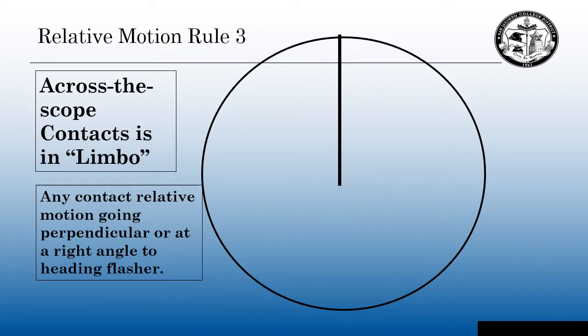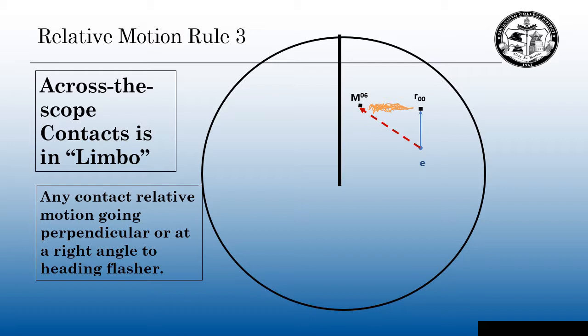So why is an across the scope target or a limbo target going faster than we are? Here's the relative motion of the contact. They're at a right angle, or 90 degree turn, to our heading flasher. To find out why they're going faster than we are, we have to finish the triangle. We must put in our E to R, our true course and our true speed, or our true motion. Then we need to complete the triangle with the contact's true course and true speed, or their true motion. You can see that the contact's true speed is a lot faster than our true speed.